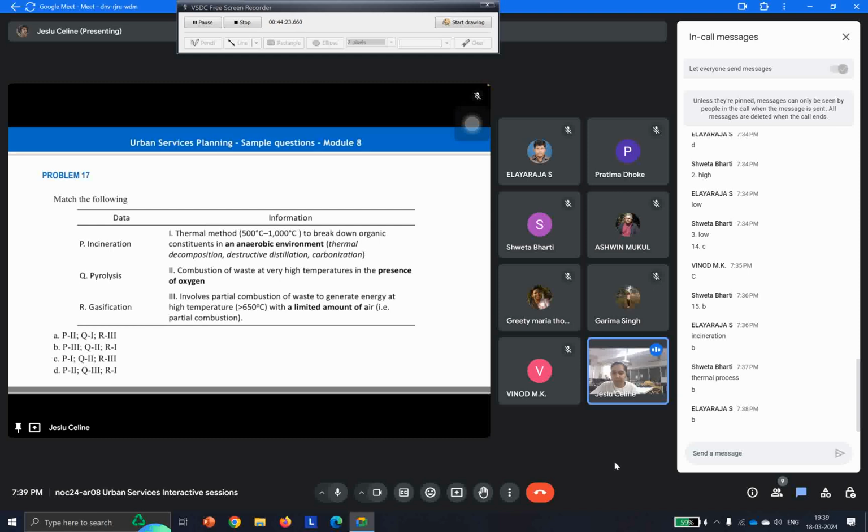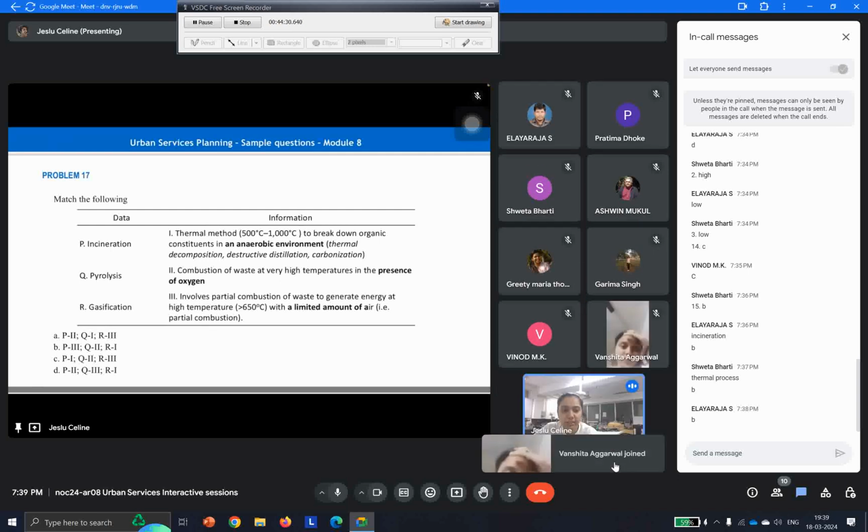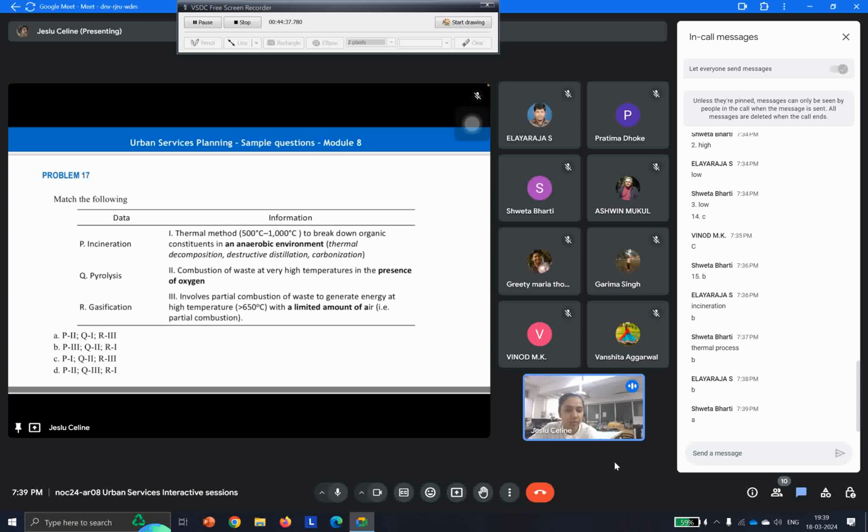First one, it's a thermal method in an anaerobic environment. B, it's combustion of waste at a very high temperature in the presence of oxygen. And 3, it involves partial combustion with limited amount of air. So which does it work out to? Option A. Because incineration, we know that it is 2, pyrolysis, we know that it is 1, and then gasification is what we just discussed. So yes, it is option A.